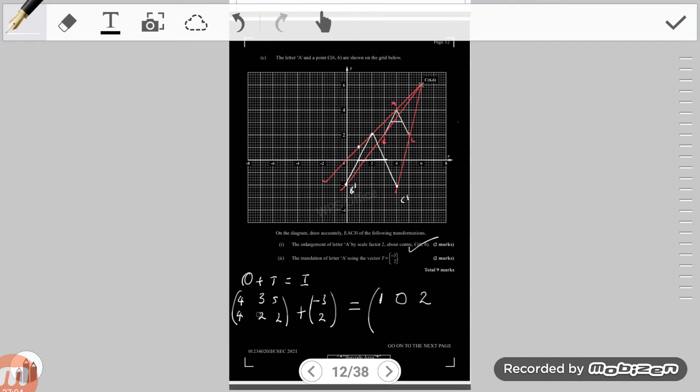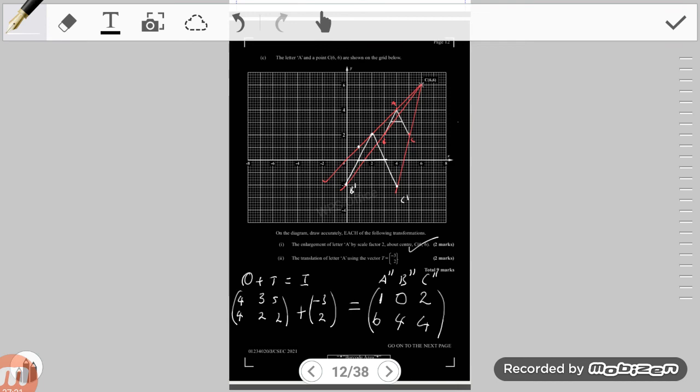At the bottom now, we're going to add all the bottom numbers to 2. So that's 4 plus 2, that's 6. 2 plus 2, that's going to give me 4. And 2 plus 2 again, that's going to give me 4. So this is going to be the image of my letter A. I'm going to call this A dash dash, B dash dash, and C dash dash. That's going to be the new position of the letter A under the translation.